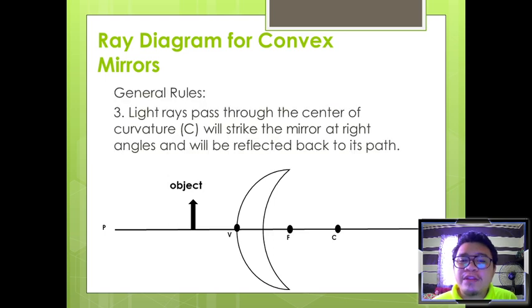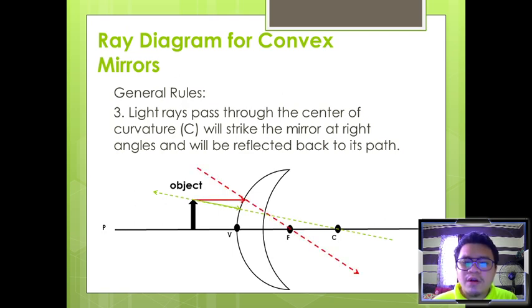Light rays that pass through the center of curvature will strike the mirror at right angles and will always be reflected back along their path. So what do we mean by this? Just simply draw a light ray that seems to pass through the center of curvature of your mirror, and as the rule says, it will always be reflected back along its path. So that's how we trace rule number 3.